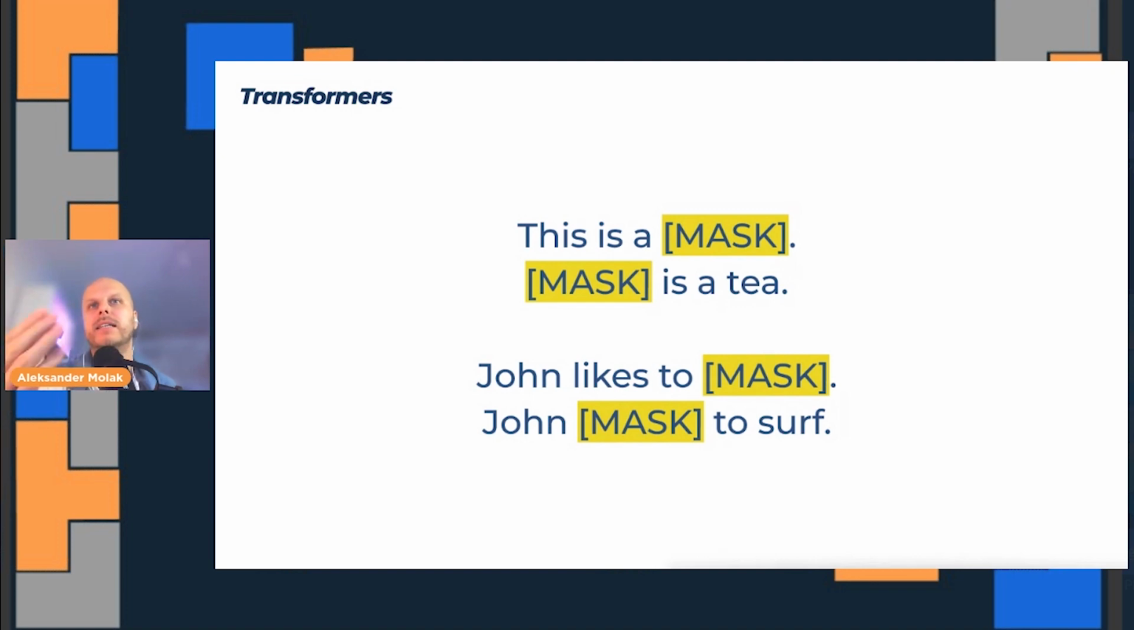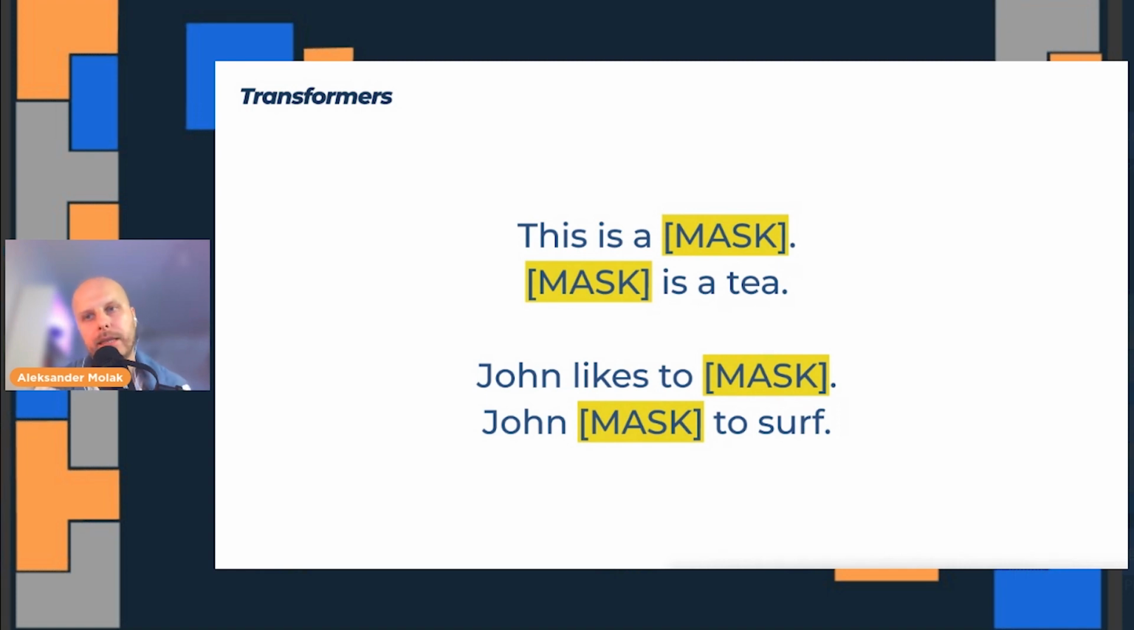The first one is, this is a mask, and the second variation of the same sentence is, this is a T. So the original sentence is, this is a T. And we mask random words from time to time in different ordering. The second sentence is, John likes to surf. In the first iteration, we mask the word surf, and in the second iteration, we mask the word likes. So that's the task. And we'll talk about certain properties of the embeddings that we can achieve using this task in a second.